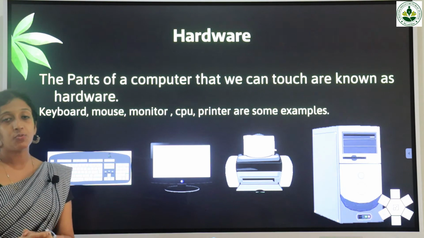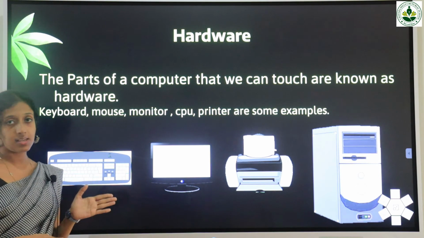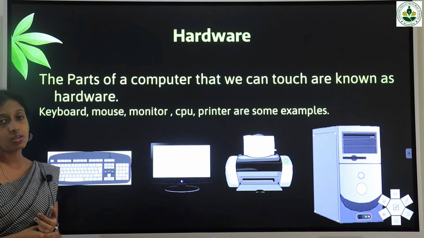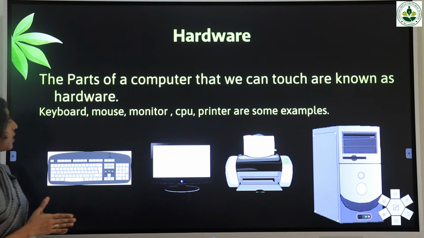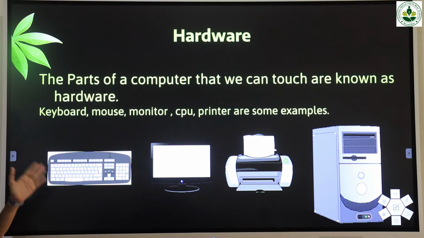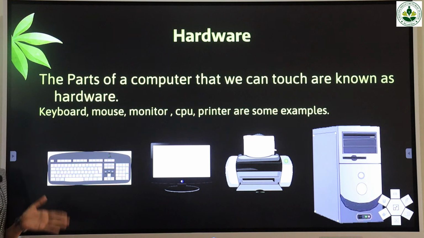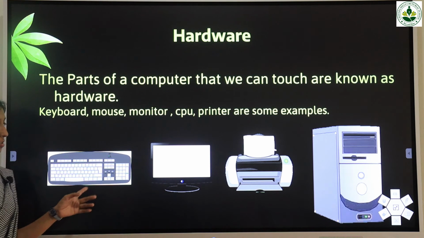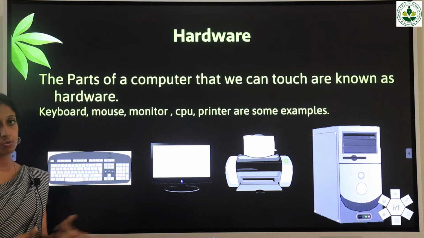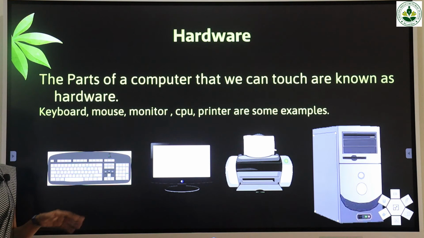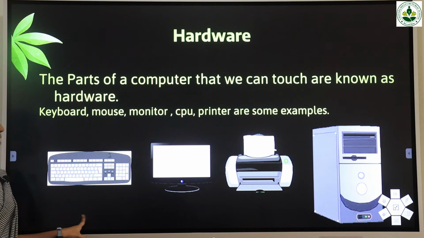In this chapter we are going to discuss what is hardware and what is software. First we are going to learn about hardware. Hardware is a part of a computer that we can touch and feel. Some examples of hardware are the keyboard, monitor, printer, and CPU.